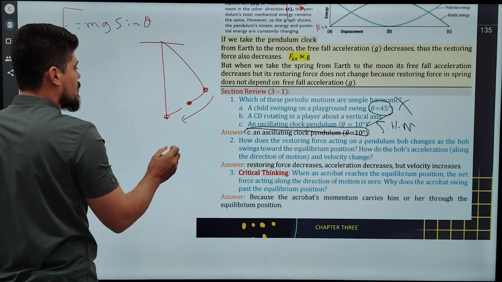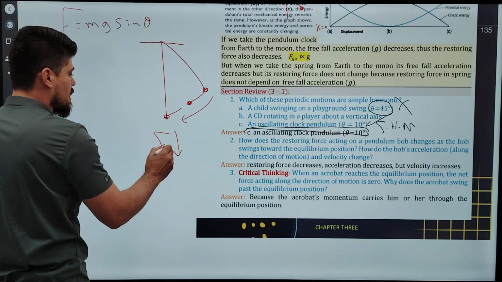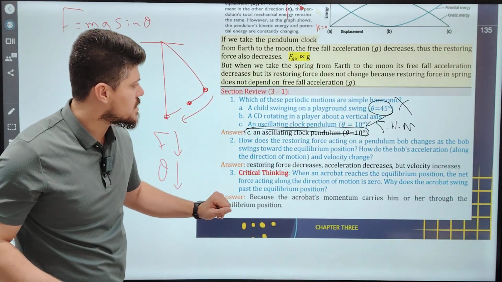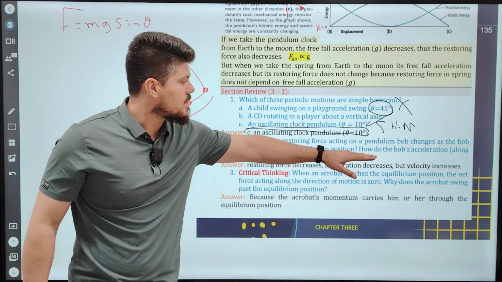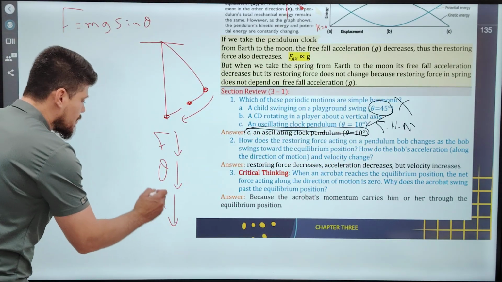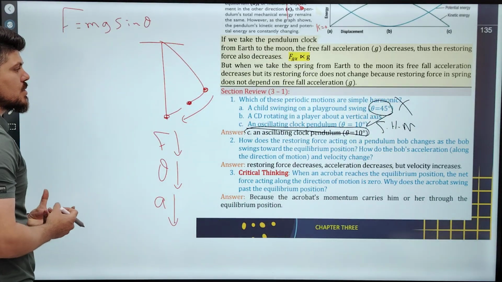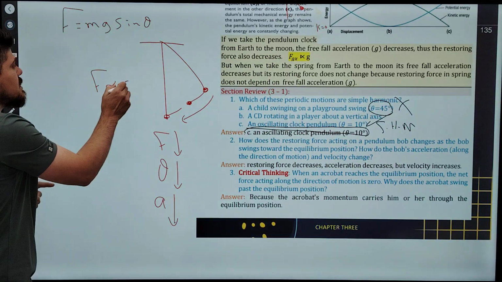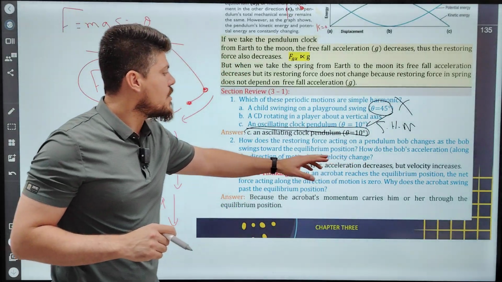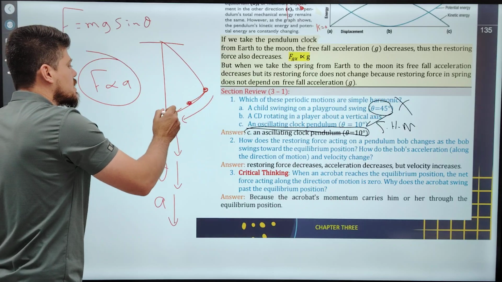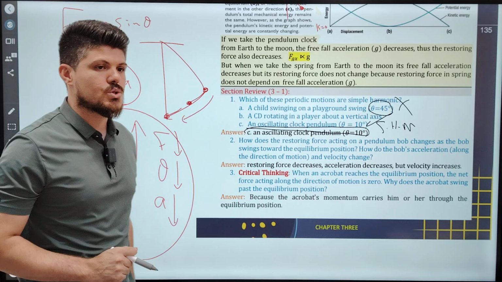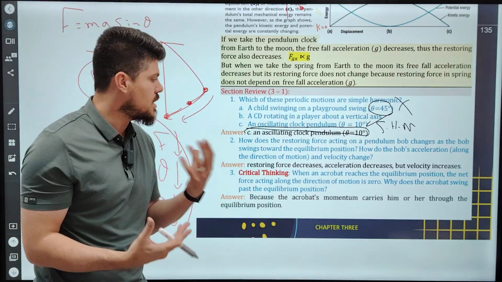In the case of toward the equilibrium position, what happened to the restoring force? Decrease. Why? Because angular displacement decreases. The restoring force decreases. Okay? The second part of the question, how does the bulb's acceleration change? The acceleration also decreases when the bulb approaches the equilibrium position. Why? Because acceleration and force are directly proportional. And velocity, how does velocity change when the bulb approaches the equilibrium? Velocity increases. When the restoring force decreases, velocity increases.